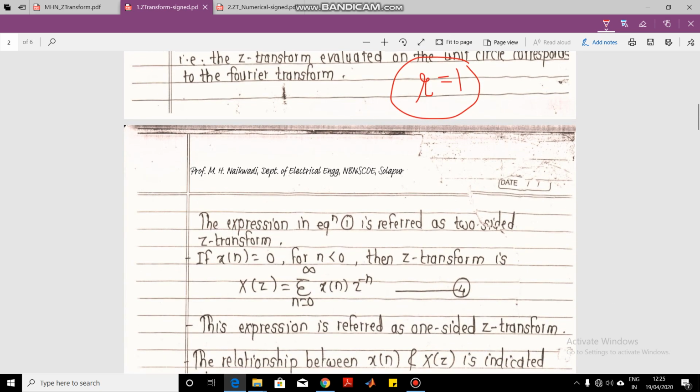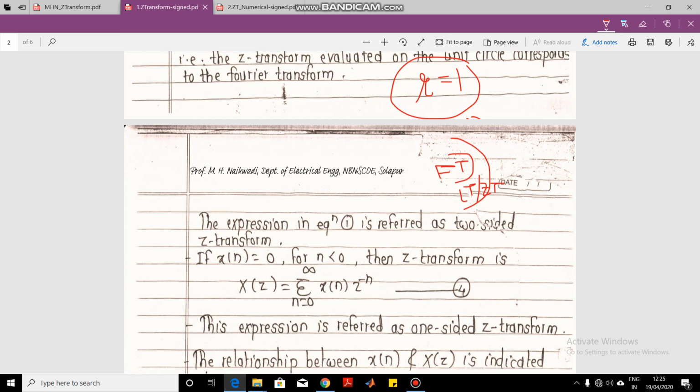So actually the Fourier transform is a subset of the Laplace and Z transform. The Laplace and Z transforms are the bigger transforms compared to the Fourier transform. When it is a continuous time signal, it may be the Laplace transform, and when it is a discrete time signal, it is the Z transform. So the Fourier transform is a subset, a special case, of the Laplace transform and Z transform.